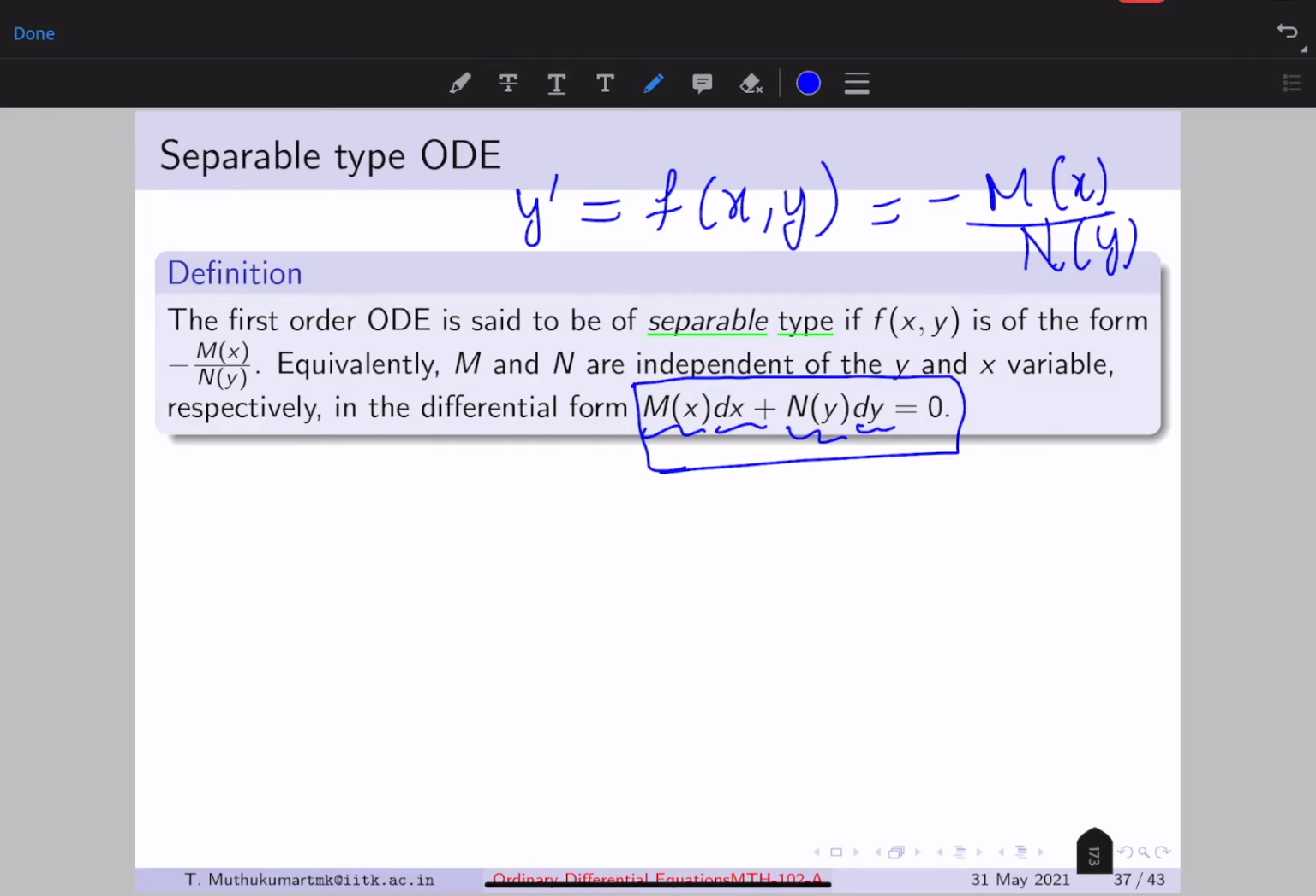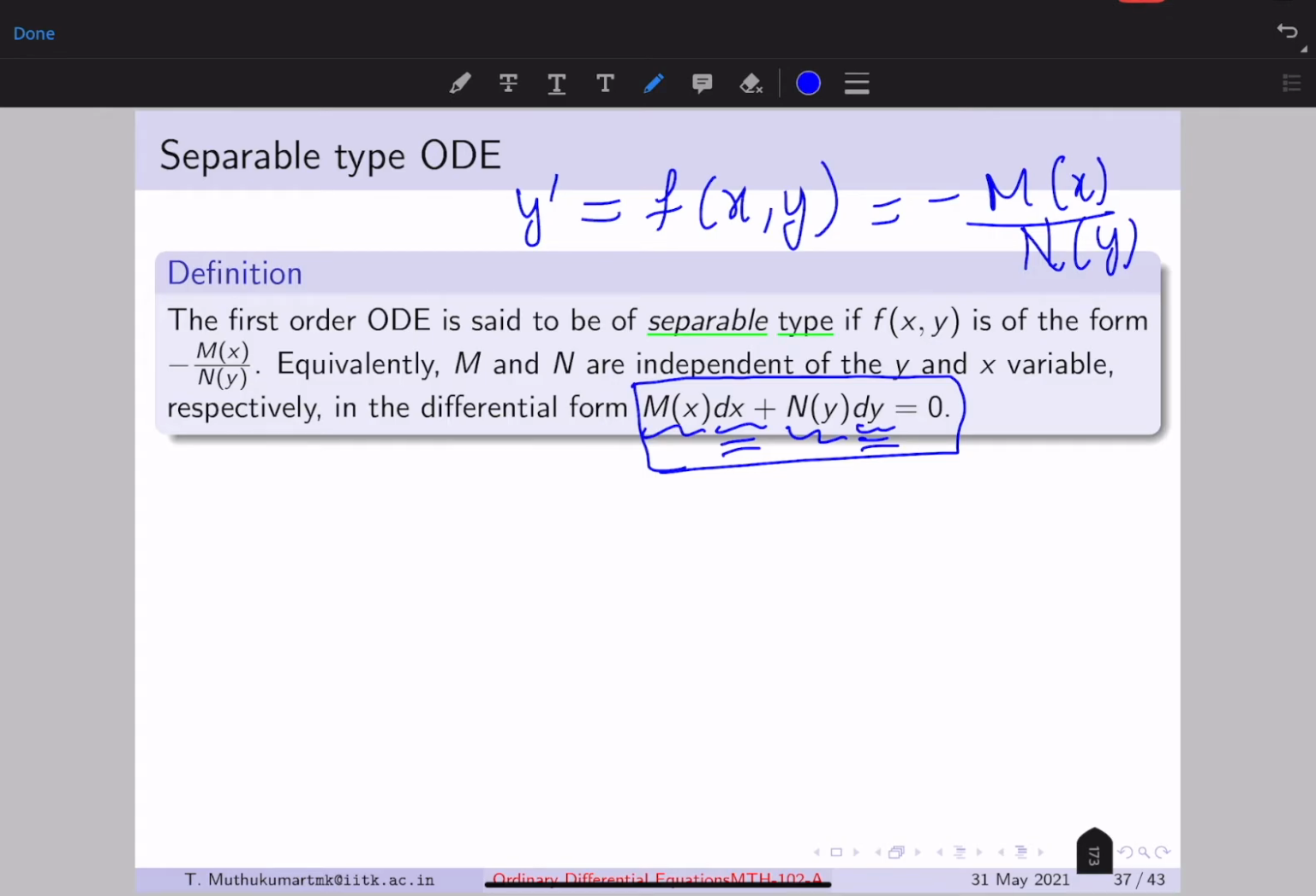Okay, and this makes it easy to integrate the differential form to obtain a family of solutions, basically a solution in x and y variables. So this is what we mean when we say a first order ODE is of separable type. Basically the given coefficients have this form that you can accumulate all the y coefficients with the dy differential and all the x coefficients with the dx differential.